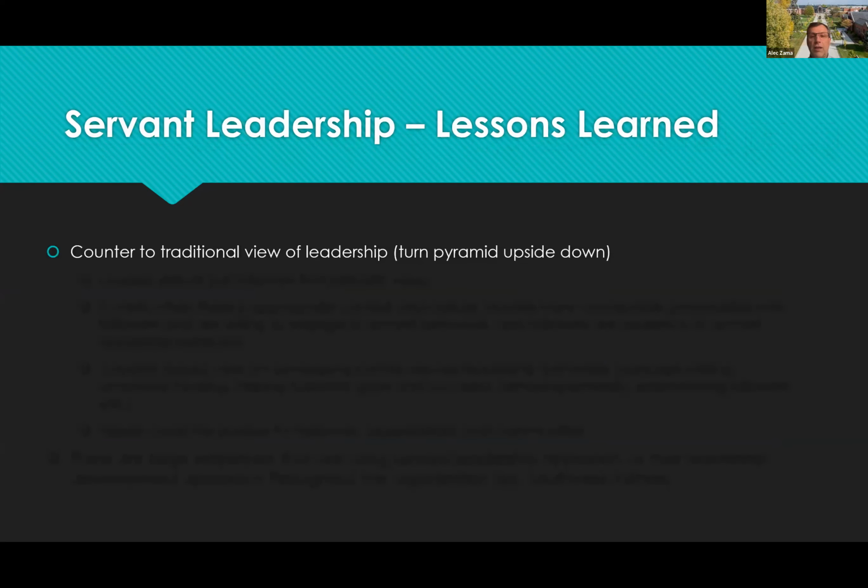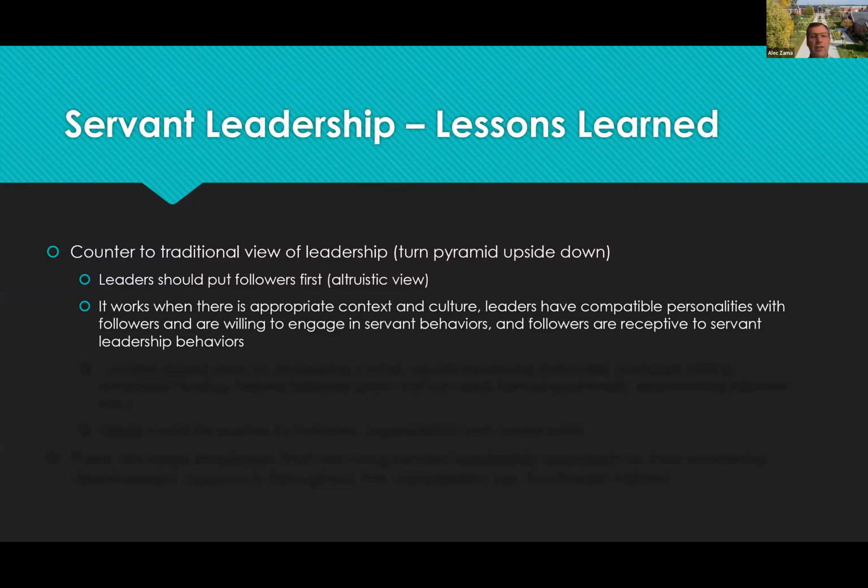So what are some of the lessons learned? Well, again, we are switching the traditional view of leadership with this approach. We're turning the pyramid upside down. Leaders become servants, and the role of a leader is to really put followers first and help them grow and succeed using different types of behavior. Again, it's more of an altruistic view of leadership.